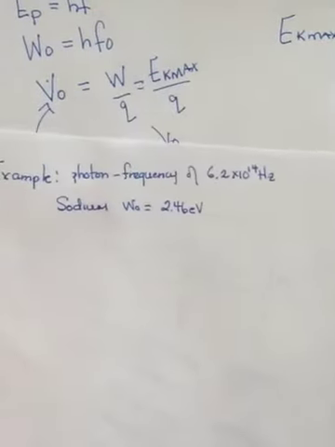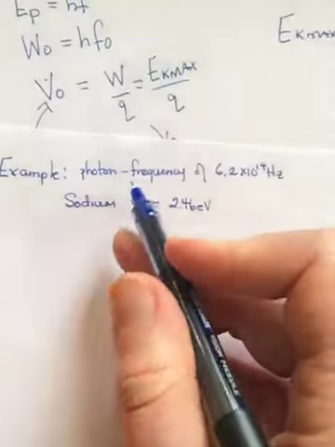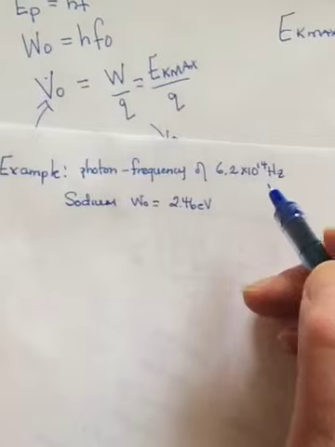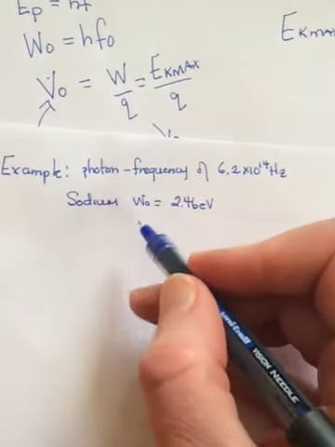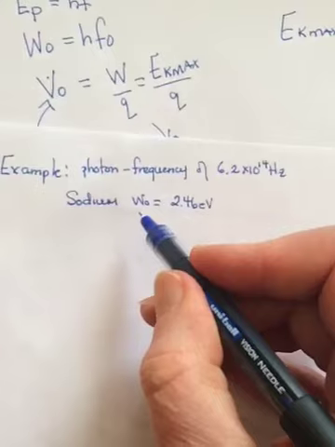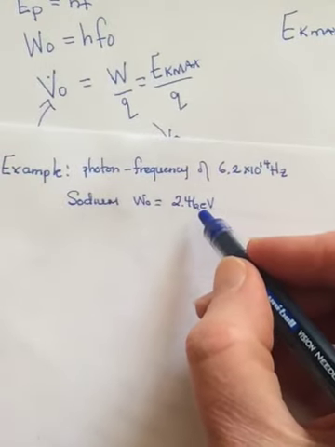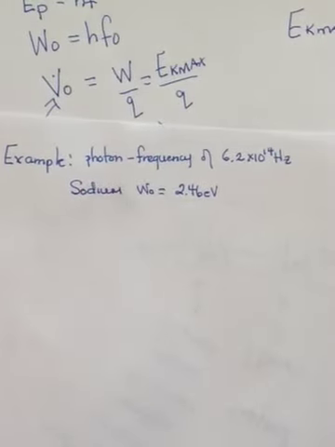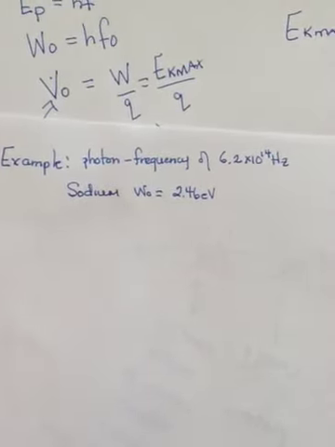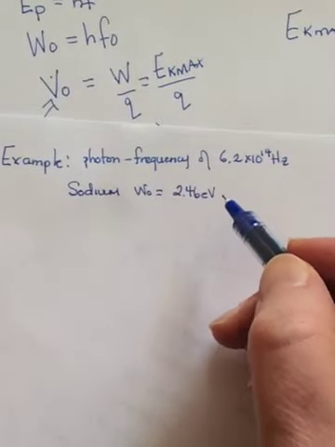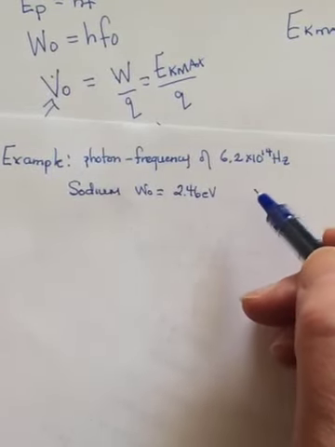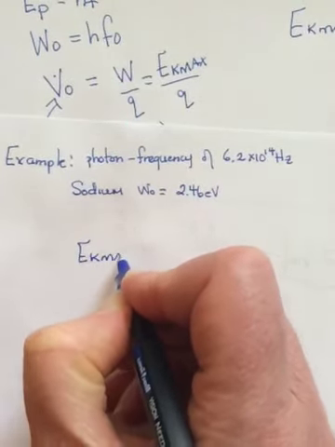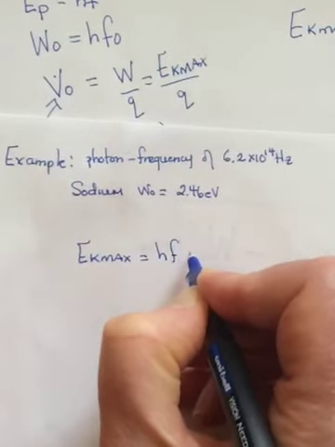So let's do an example. Let's say that I'm going to shine light of frequency 6.2 times 10 to the 14th hertz on a piece of sodium in the photoelectric effect experiment. And the sodium has a work function of 2.46 electron volts. The question would ask, what is the maximum kinetic energy of the electrons? And it might say, in both joules and electron volts. So we're looking for Ek max, and it's equal to hf minus W0.